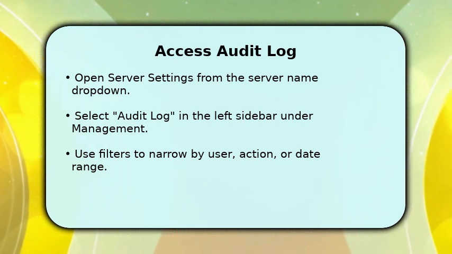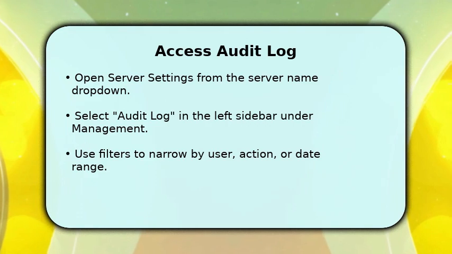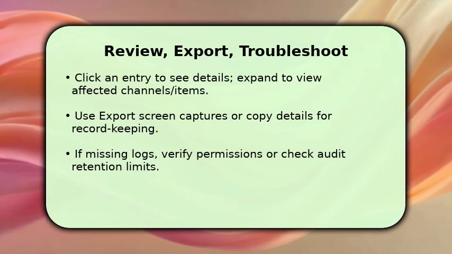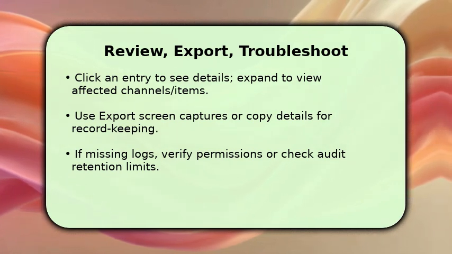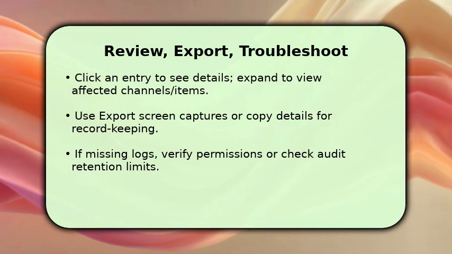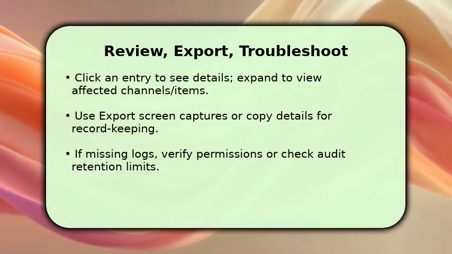You can click any audit entry to view detailed context about what changed and which channels or items were affected. Expand entries to read full details. Once you've reviewed, export or copy the relevant lines for reporting or evidence and take screenshots if needed.